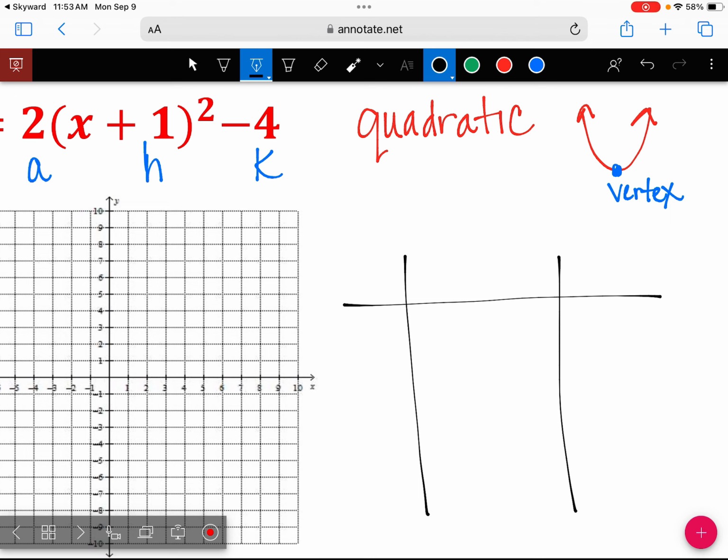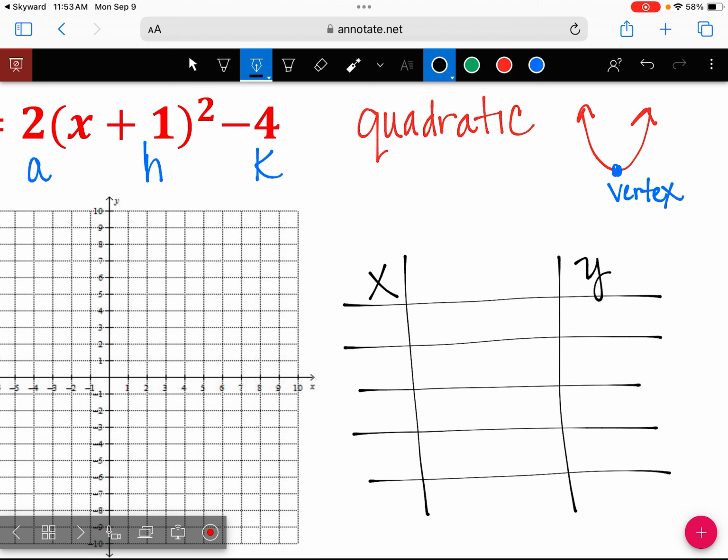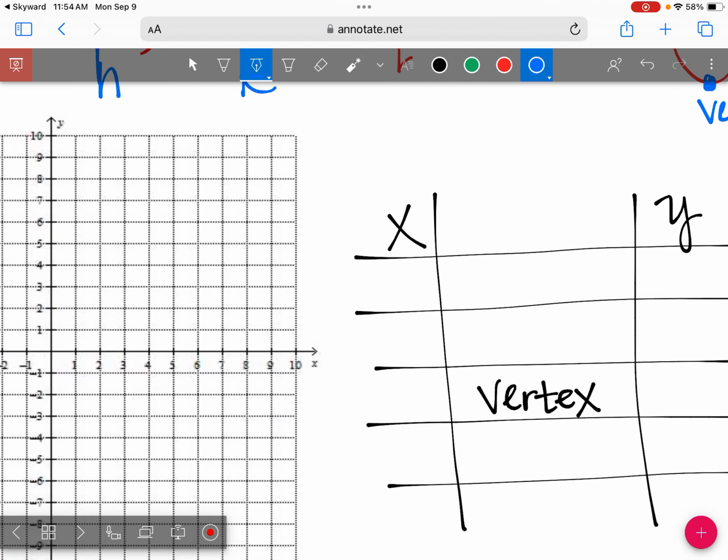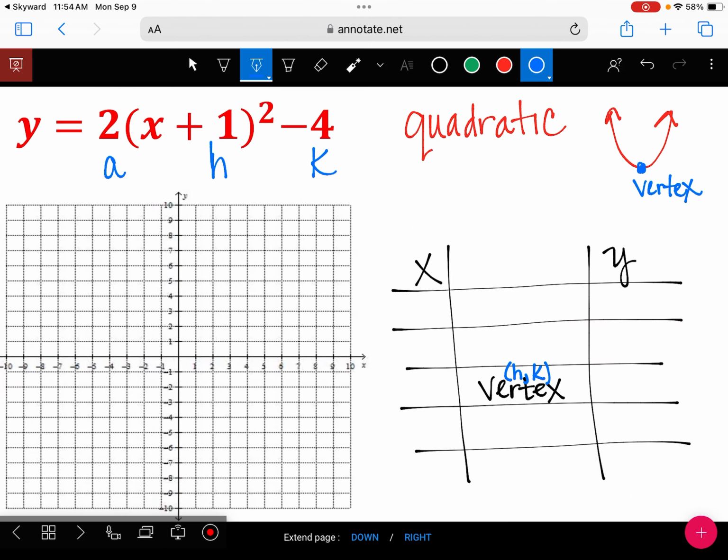All right, so I'm going to make my table. And I don't know if this is the best way to do it. I've done this a lot of different ways, but I think this might be the easiest way. In the middle of our table, unless it's a square root, we're always going to put our vertex. So remember that H and K is our vertex. Does anybody know what H and K will be in this function?